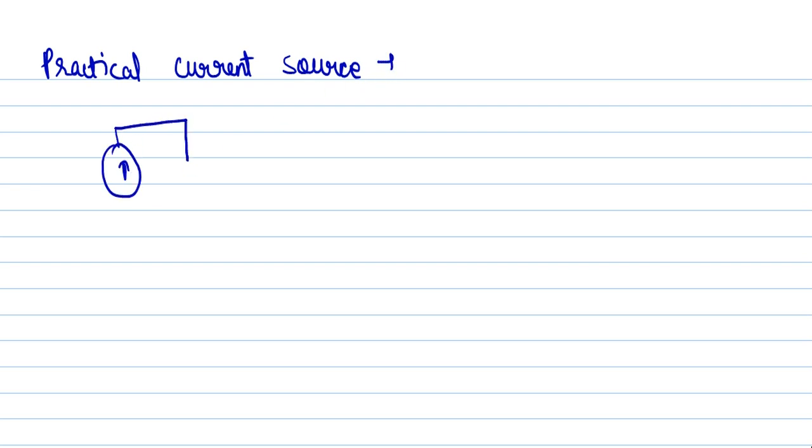So practical current source. What is practical current source? It is having a current source in parallel with the internal resistance. This is the practical current source. And what is ideal current source?